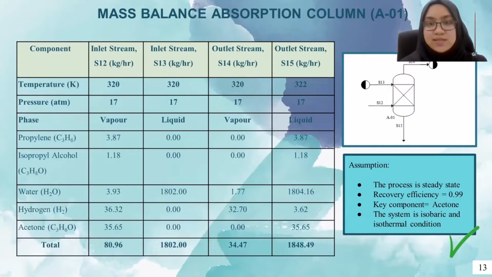Next, we'll look at the mass balance of the absorption column. In the absorption column, it is assumed that the process operates at steady state with recovery efficiency of 0.99. The key component is acetone and the system is said to be isobaric and isothermal.